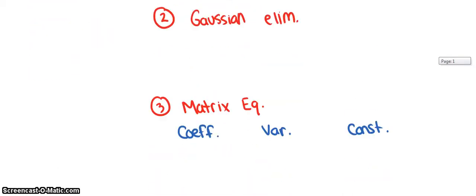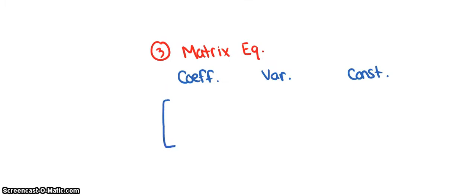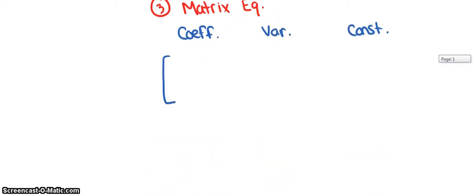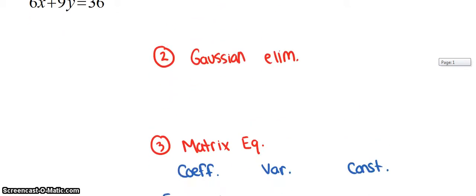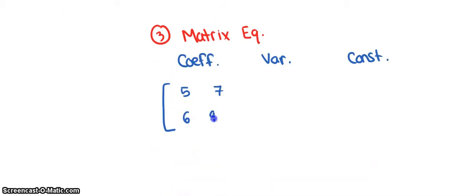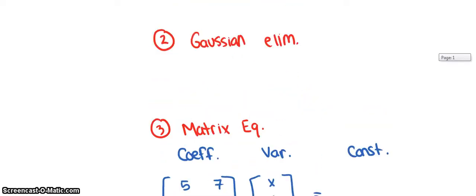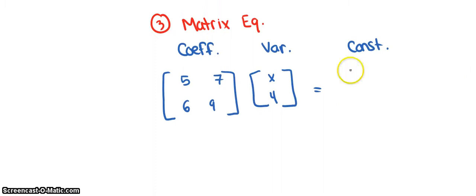So you're always going to have your coefficient matrix, then your variable matrix, and then your constant matrix. To recap what that looks like, it would be a matrix where our first equation is 5 and 7 for my x column and my y column, and then 6, 9. My variables are x, y. And that equals my constants, which are 27 and 36.